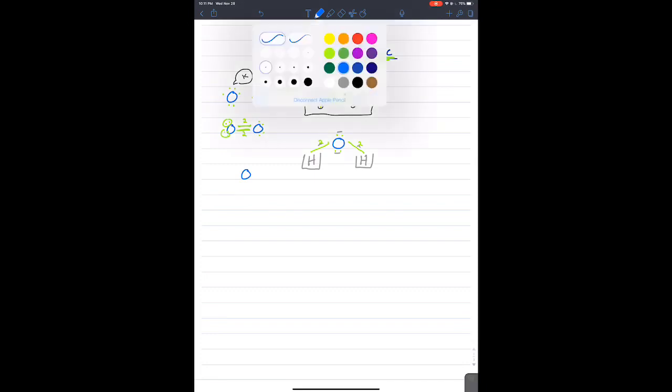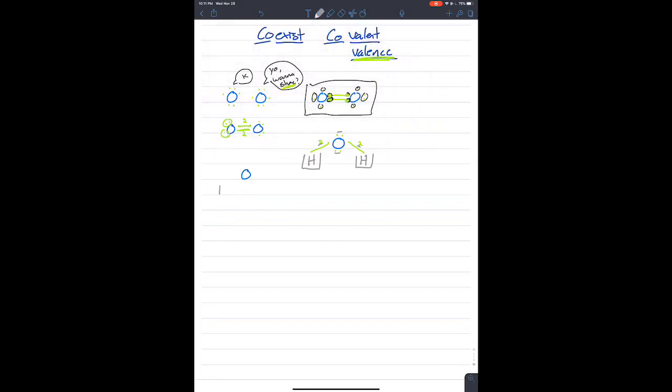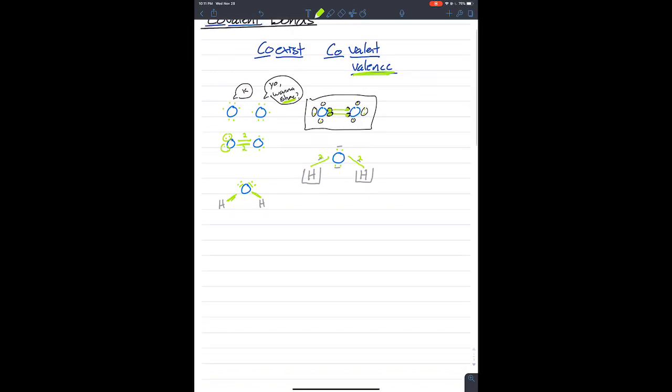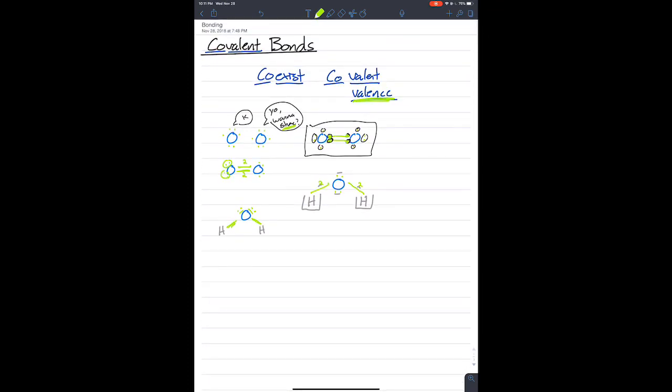H2O, and it's normally represented like this. So you have your 2 lines. Again, each line represents 2 electrons. You have 2 electrons here. So we have 2, 4, 6, 8 electrons total here. 8 for oxygen, 2 for each hydrogen, and everybody's happy, and we have water. Okay, so that's what a covalent bond is.